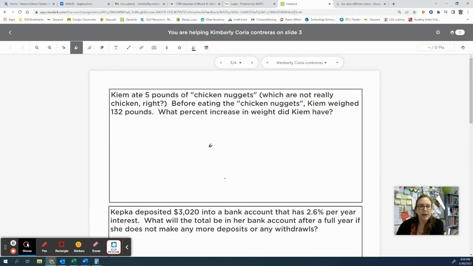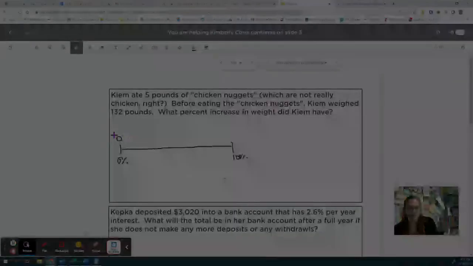All right, Kim ate 5 pounds of chicken nuggets, which are really not chicken, right? Before eating the chicken nuggets, Kim weighed 132 pounds. What percent increase in weight did Kim have? So I'm going to go ahead and make my model, also known as a diagram. So we're making a model or a diagram. 0%, 100% on this side, and it starts with 0. I'm going to quickly copy it so that I don't have to draw it every time.